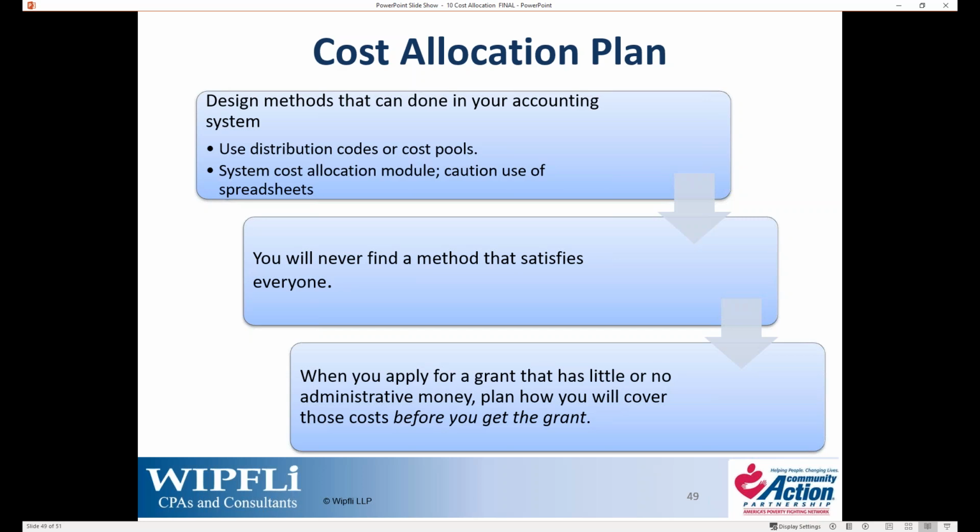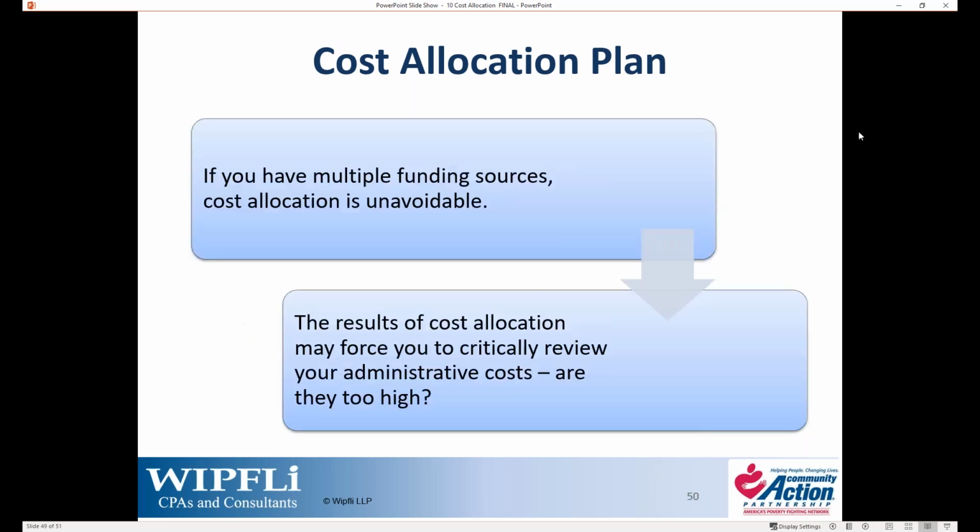Oh, and you want those people to use computers? Well, we're going to have IT involved. Oh, and you want them to sit at a desk somewhere? Well, there's going to be some facilities and space costs charged to that grant. So every grant incurs administrative costs, and if they don't pay their fair share, you have to figure out how you're going to pay for that, because as we said, you cannot shift those costs to another program.